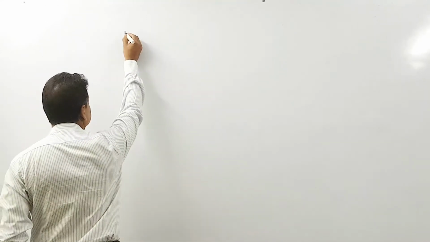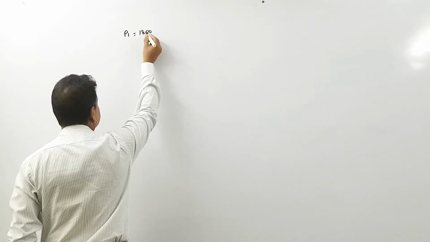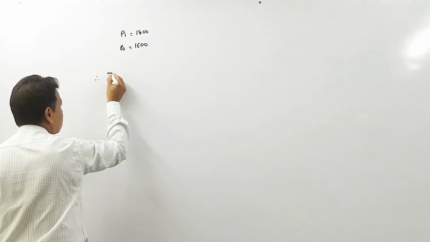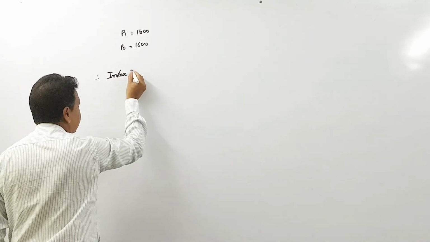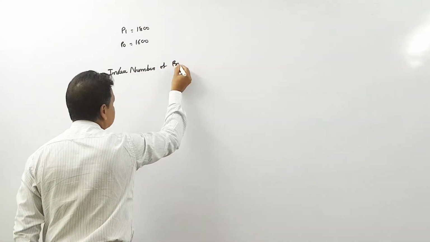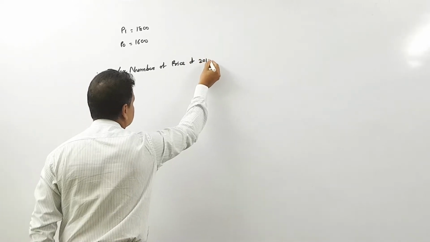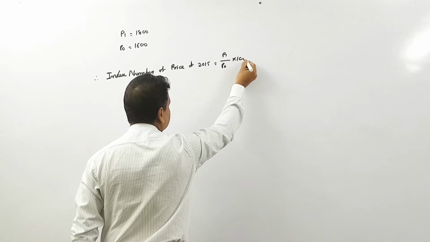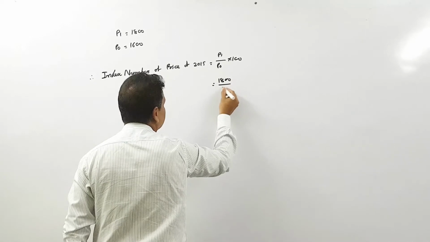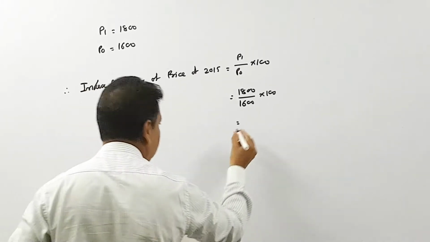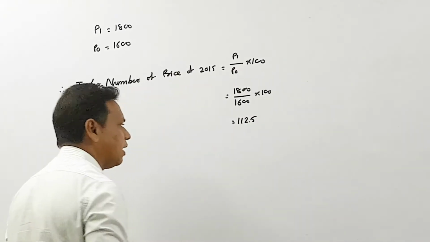So I would like to solve this one on the board. P1 I have 1800, then P0 we have 1600. So therefore, the index number of price of 2015, and our formula is P1 by P0 into 100. So 1800 divided by 1600 into 100. So our index number becomes 112.5.